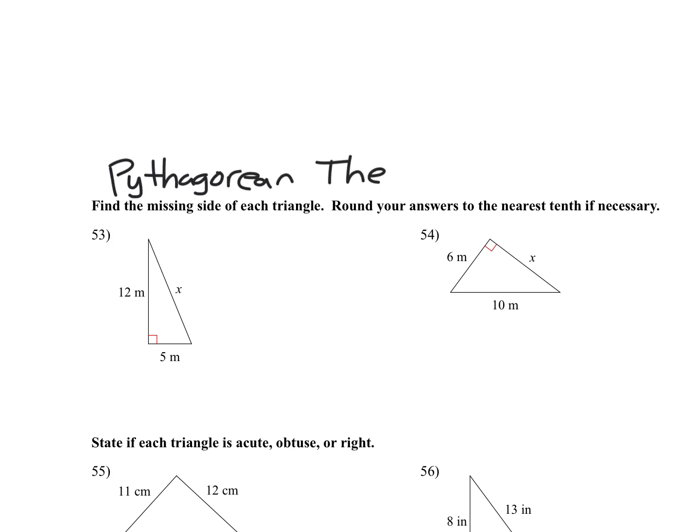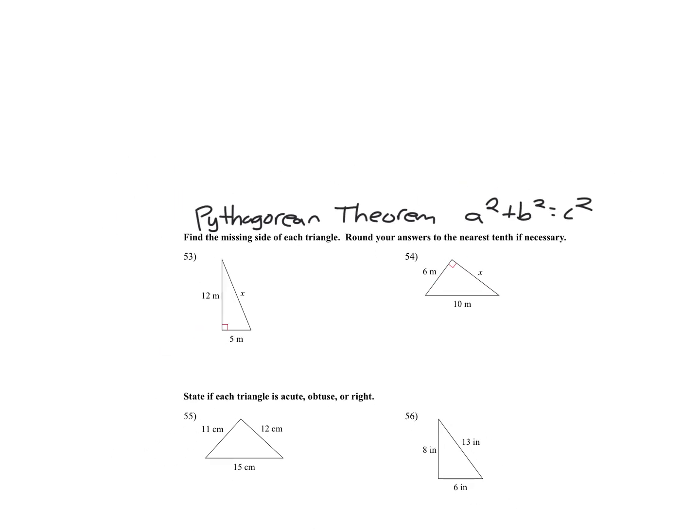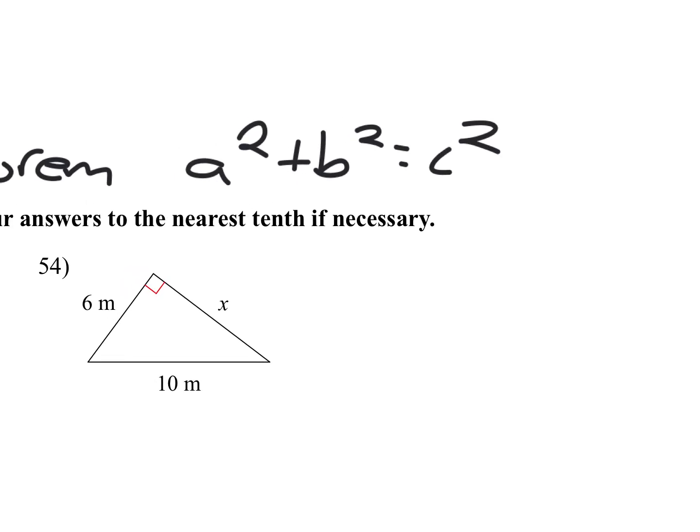What is the Pythagorean theorem? A squared plus b squared equals c squared. So this would be 12. So a squared plus b squared equals c squared gives me one. Okay, so we are going to use a squared plus b squared equals c squared.